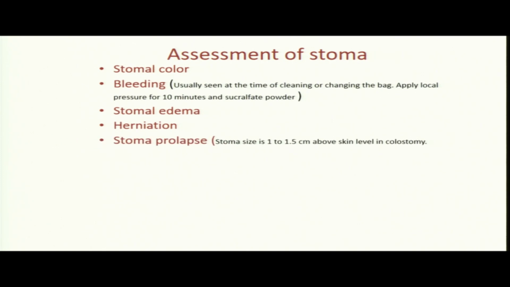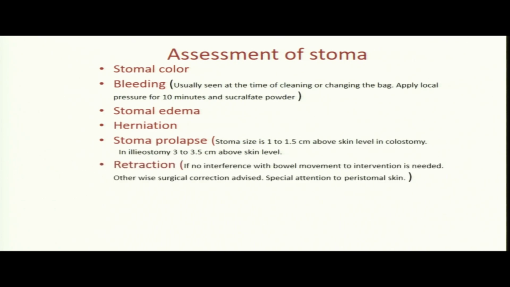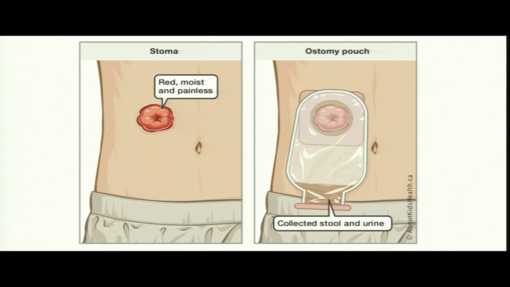The stoma size is 1 to 1.5 centimeters above skin level in a colostomy. In an ileostomy, it is 3 to 3.5 centimeters above the skin level. There may be retractions; if there is no interference with bowel movement, no intervention is required. Otherwise, surgical correction is advised. Special attention is provided to the peristomal skin. If not properly taken care of, stenosis can occur as a complication. You may have peristomal skin damage.